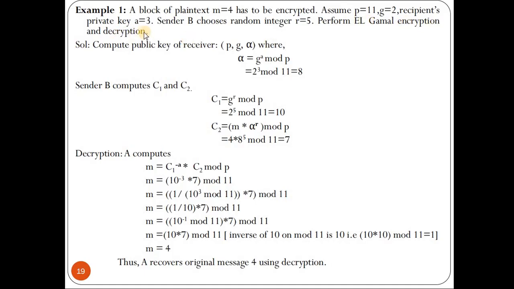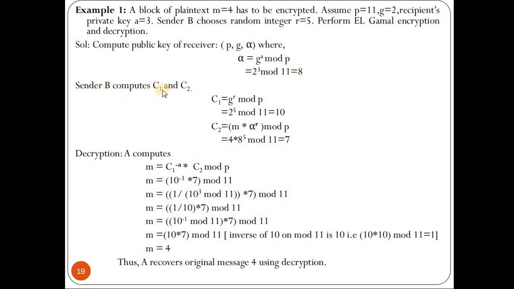So initially we need to compute the public key. The public key of the receiver comprises p, g and alpha, where alpha is called the encryption key. If A and B are the two communicating parties, A is the receiver, we have assumed, and B is the sender of the message. So we need to calculate the receiver's encryption key, that is alpha. Alpha is equal to g to the power a mod p. What is g? g is equal to 2. So it is 2 to the power 3 mod 11, which gives us 8. So 8 is the encryption key of A, who is the receiver.